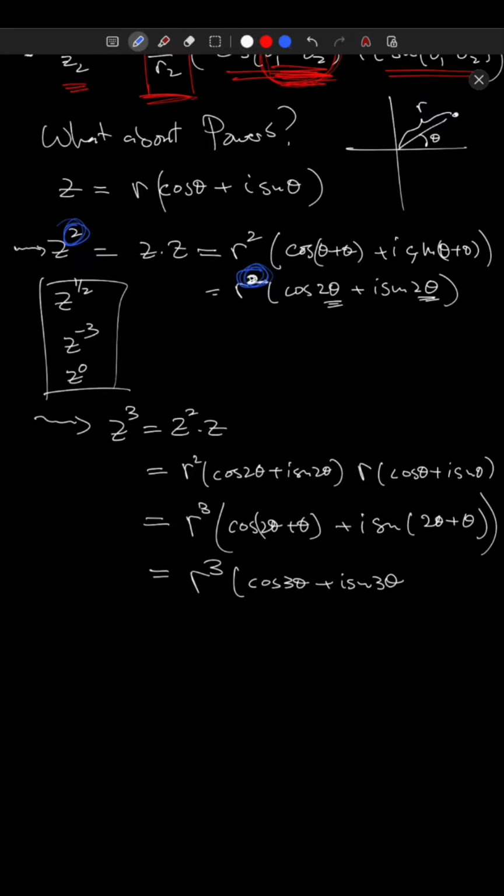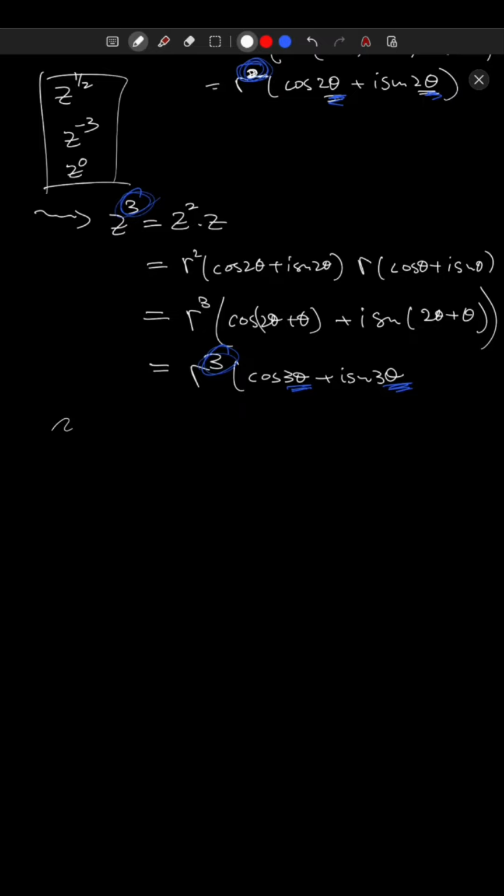And now we can see the pattern, right? When I cube my complex number, the distance to the origin cubes, and my angle triples. Before, when it was squared, my angle doubled. And of course, we can certainly believe at this point that z to the 17 gives us r to the 17 cosine of 17 theta plus i sine of 17 theta. So the angle would multiply by a factor of 17, and our distance to the origin would be a power of 17.